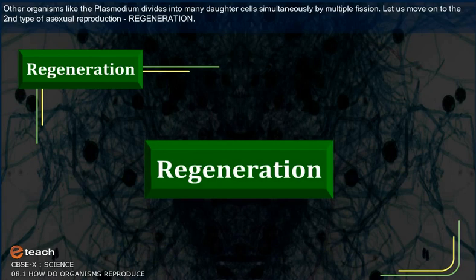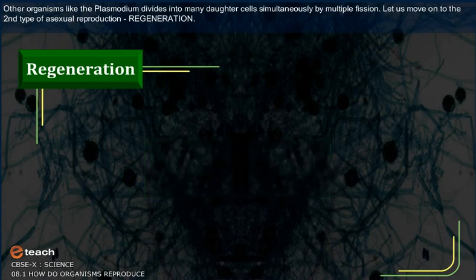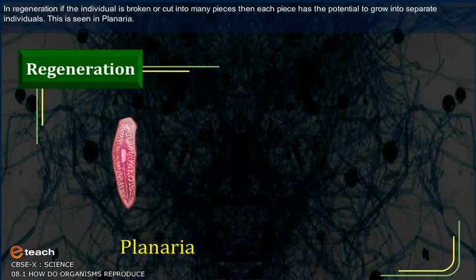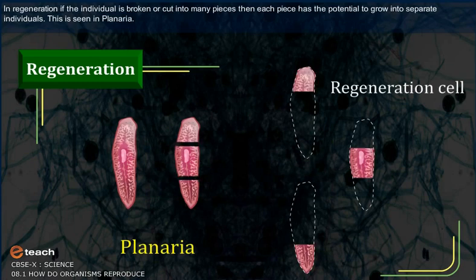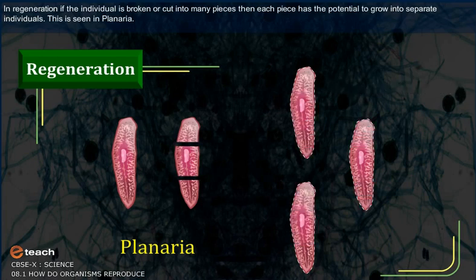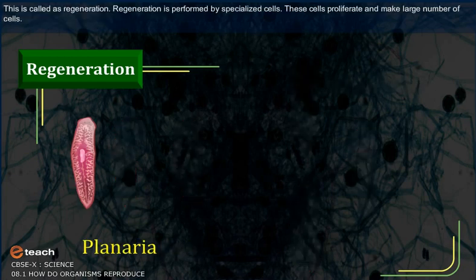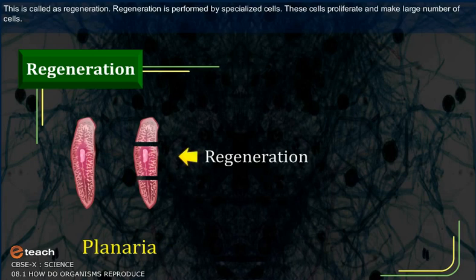Let us move on to the second type of asexual reproduction, regeneration. In regeneration, if the individual is broken or cut into many pieces, then each piece has the potential to grow into a separate individual. This is seen in planaria. This is called regeneration.